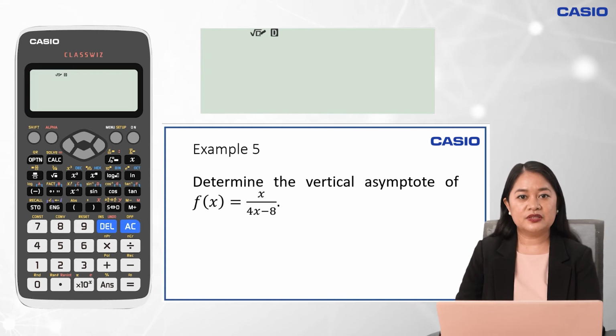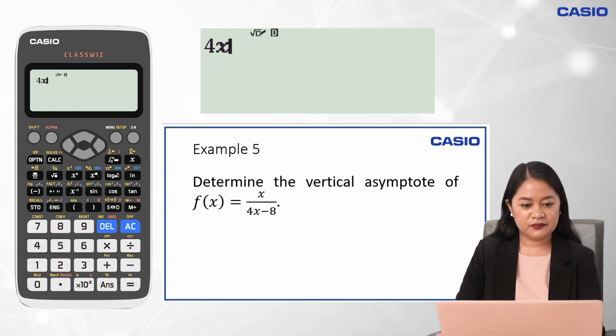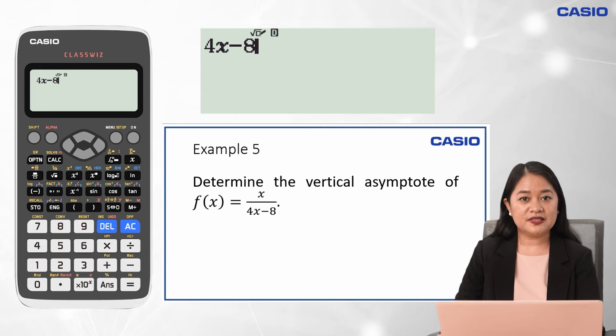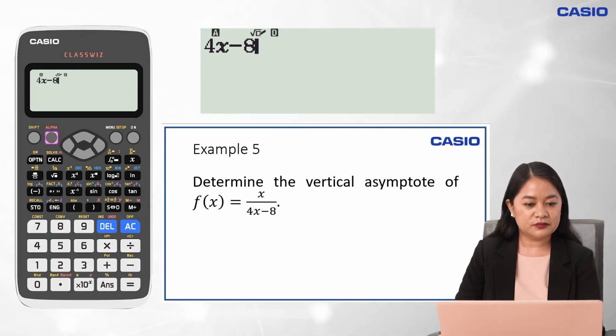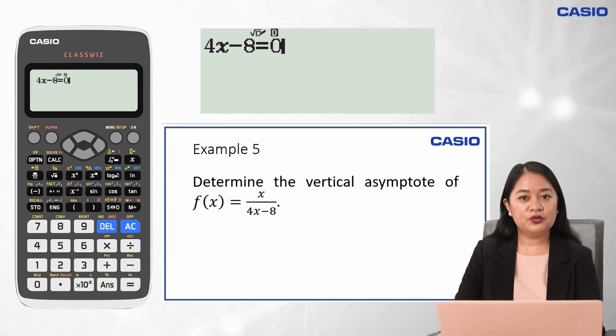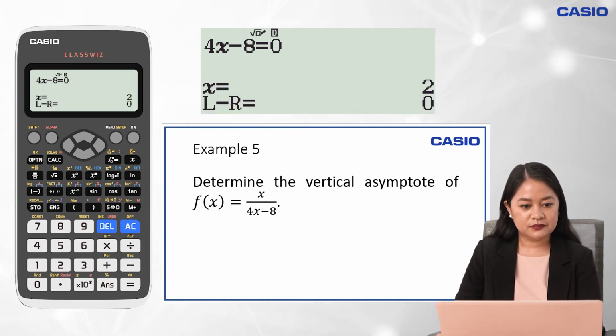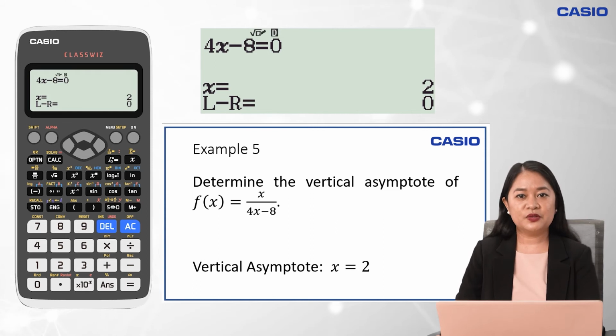To solve, using the Calculate menu, we input 4x minus 8. Then we press Alpha, Calc, and 0. To automatically compute for x of this equation, we press Shift, Calc, and Equal buttons. So the computed value is 2. Thus, the vertical asymptote is at x equals 2.